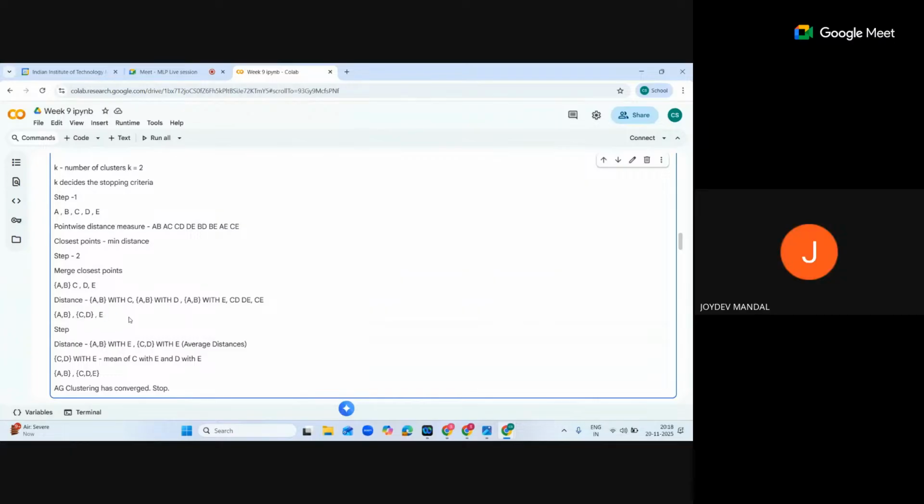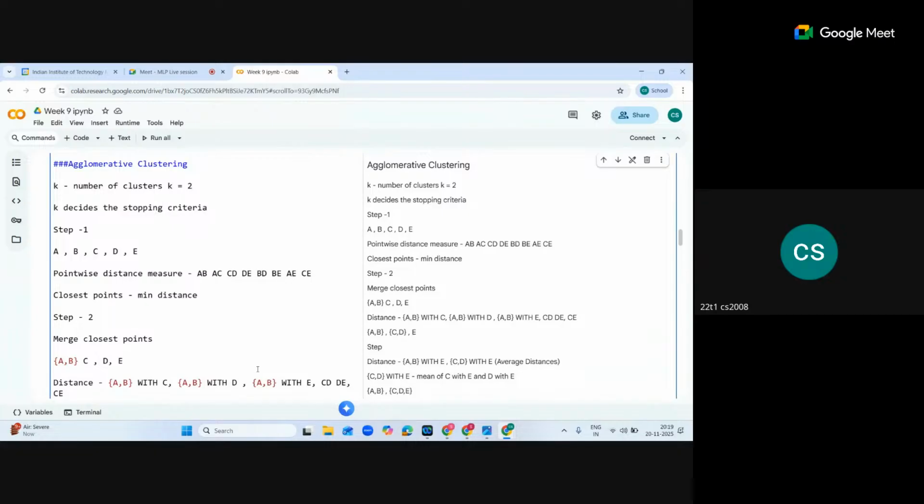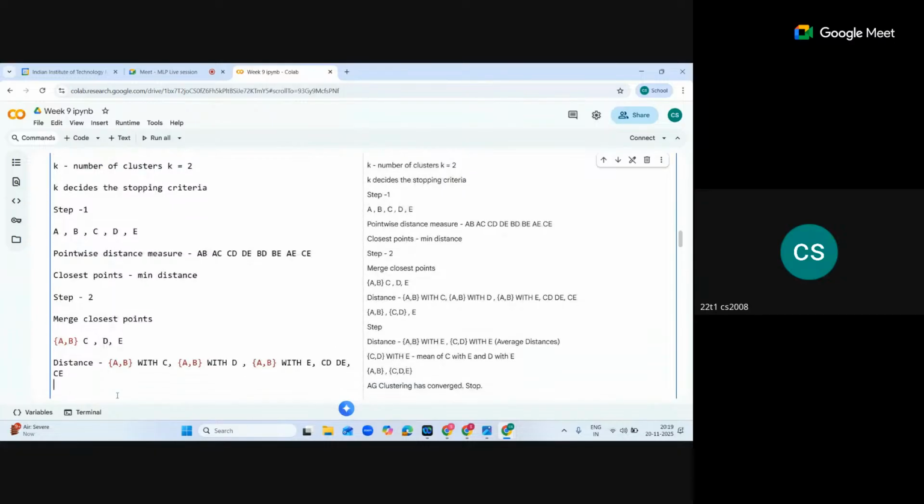One thing, sir. When we are doing AB with C and AB with D, we got greater distance than CD. Exactly. CD was the minimum. For example, if you want to take it numerically, this one, let's say, is 10. This one was 11. This one was, let's say, 12. This one was 5. These distances are larger. This distance is smaller. So we'll merge this.